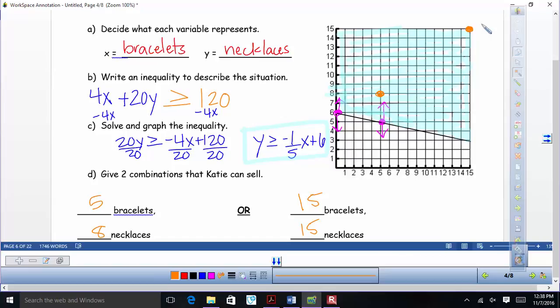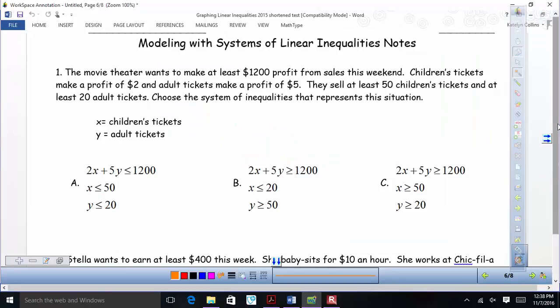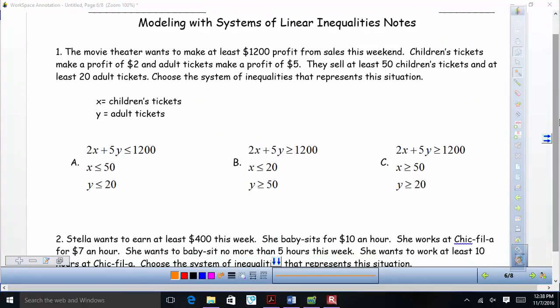Okay, so are those pretty easy? Alrighty, well then let's look at your other sheet and talk about those. These are going to be even simpler because they're multiple choice. Okay, so for number 1, it says that the movie theater wants to make at least $1,200 profit. So can it make more or less than $1,200? More. So immediately we know this is greater than or equal to.